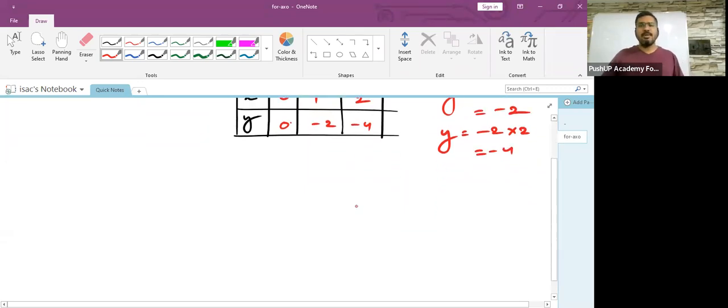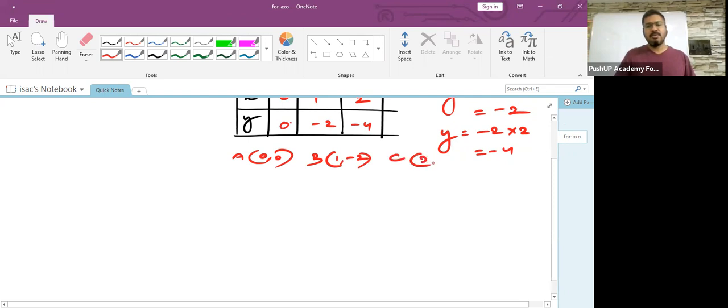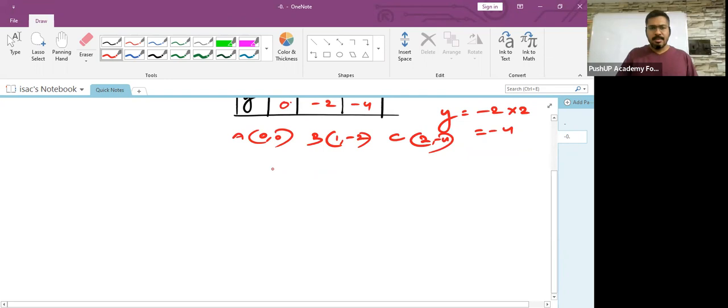Right? So you got the coordinates of 3 different points. I can take the first point as A, whose coordinates are 0, 0. Then I take the second point B, whose coordinates are 1, minus 2. And the third point C, whose coordinates are 2, minus 4. All right. Now we can plot all these points on the graph paper. Let's do it.